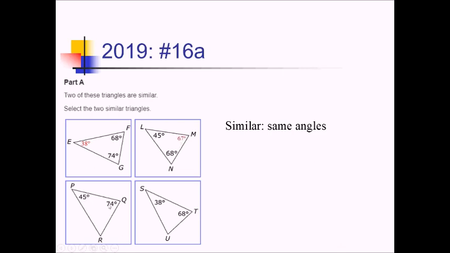Down here, 45 and 74. Let's see, that's going to be 119. So that's 61 degrees you need there. And over here, 38 and 68, that's going to be 106 to start with. So you have 74 degrees that you're missing. Looking at our angles now, let's see, 38, 68, 74, does that match any of these? It matches this one down here. So the upper left and the lower right then are going to be the triangles that are similar.